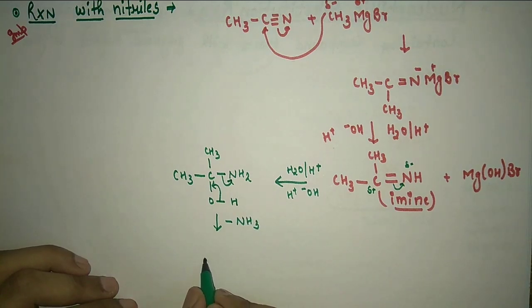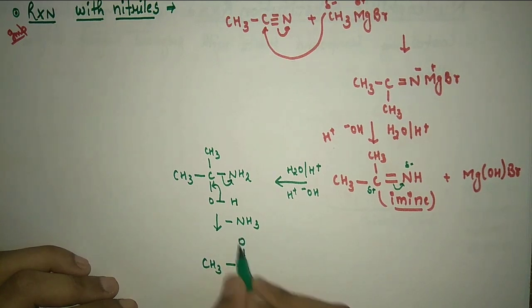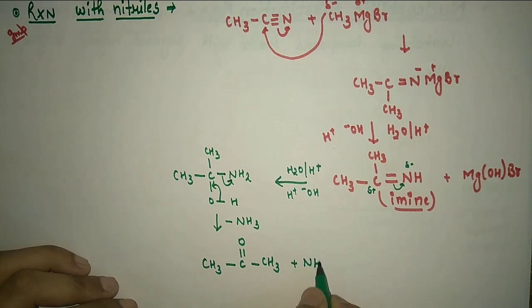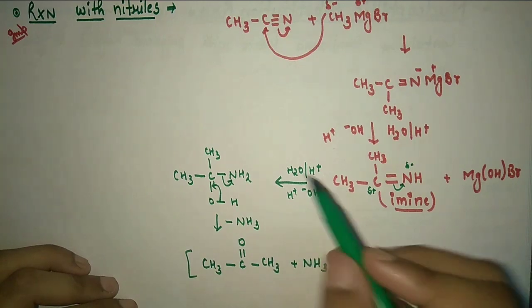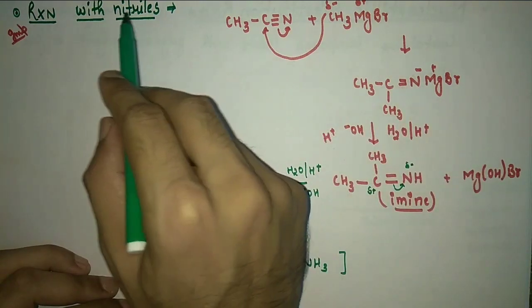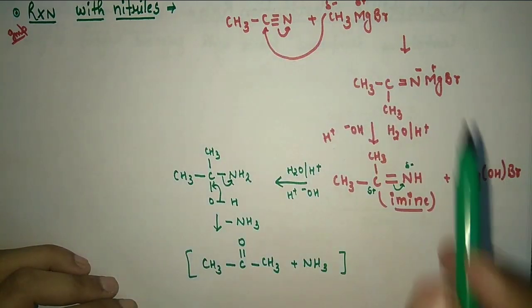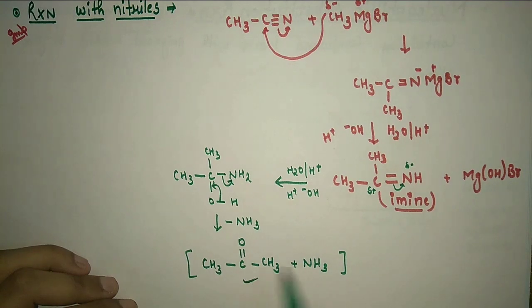So what is forming as the product? CH3C double bond O CH3, plus NH3 is evolved. Okay, this is acetone. So clear the mechanism of nitriles. What happens when nitriles react with Grignard reagents? The acetone is forming as the product.